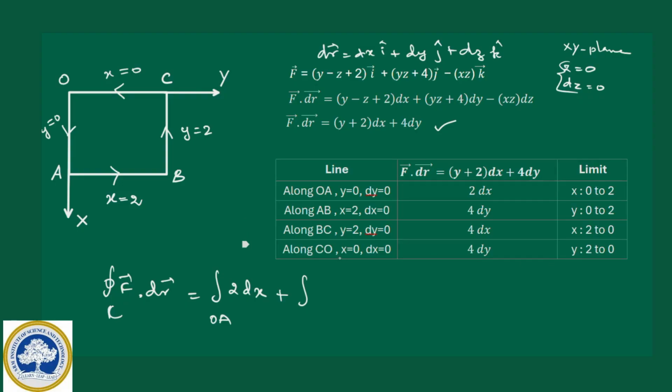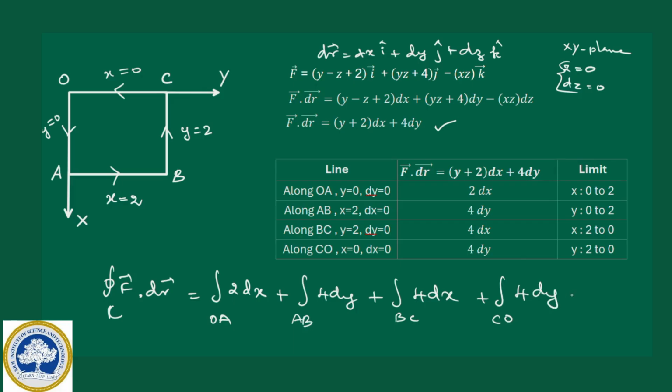Similarly, along CO, x equal to 0, so dx is equal to 0 here. So that f dot dr is 4 dy and y limit is from 2 to 0. Right? So based on this, here we can add all these things. That is, along OA plus along AB f dot dr is 4 dy plus along BC it is 4 dx plus along CO it is 4 dy, right?